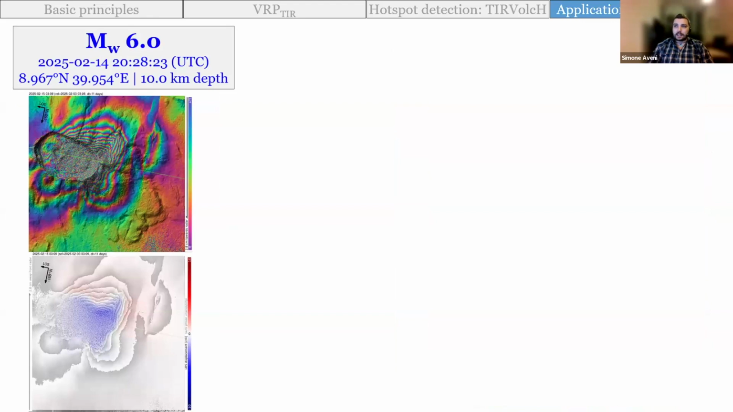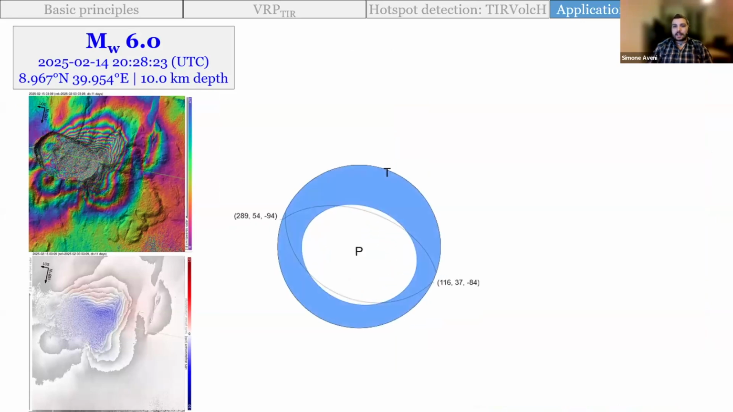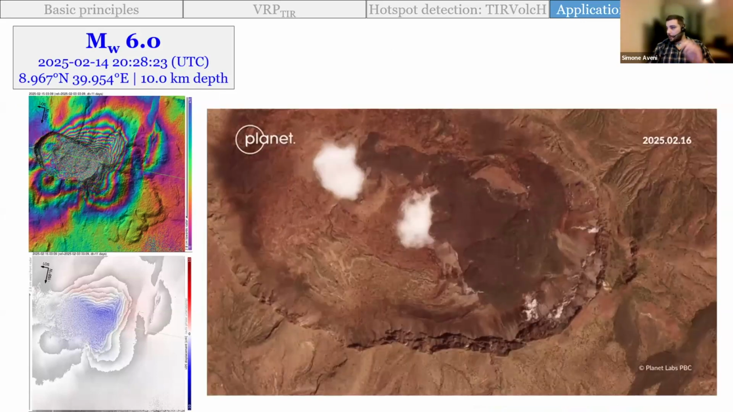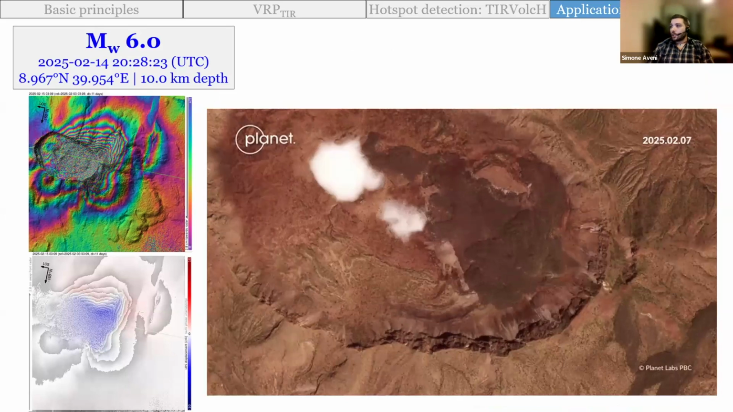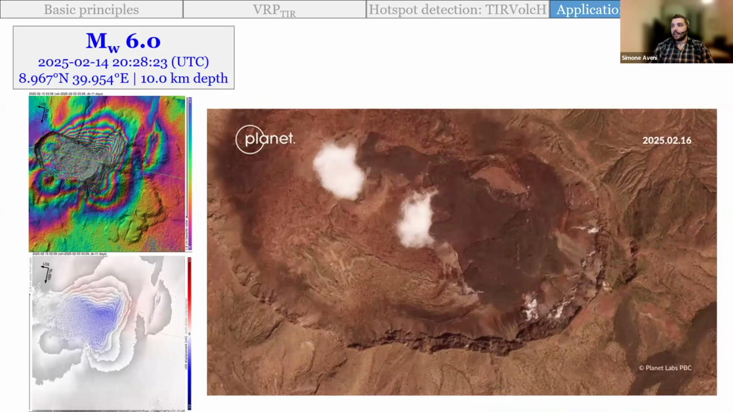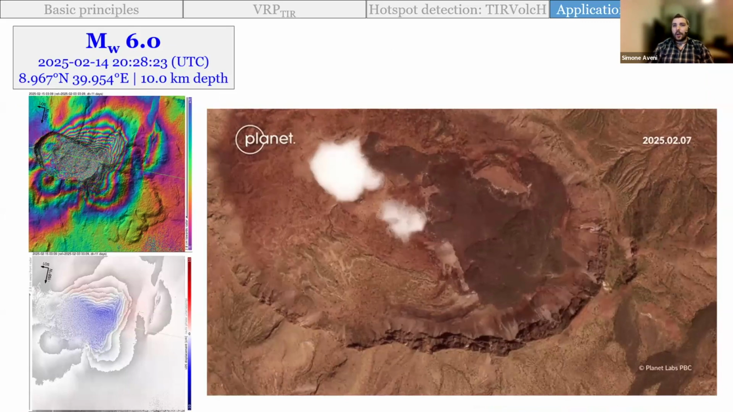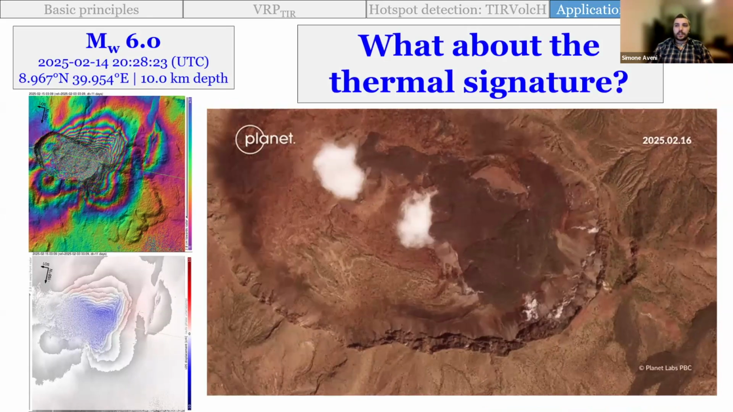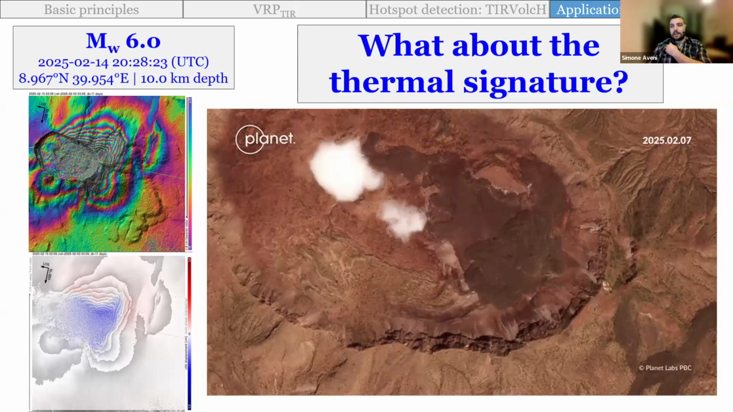And a few days ago, we had this magnitude 6 earthquake just a few kilometers east from the caldera that originated a focal mechanism which is indeed very representative of a caldera collapse. And there you go. This is a PlanetScope image acquired a few days ago, showing indeed the collapse of the Fentale caldera by quite a few meters. And you can still see the white blobs there. So the question is, what about the thermal signature? So far we just provided an introduction using a lot of satellite data, but what about the thermal?